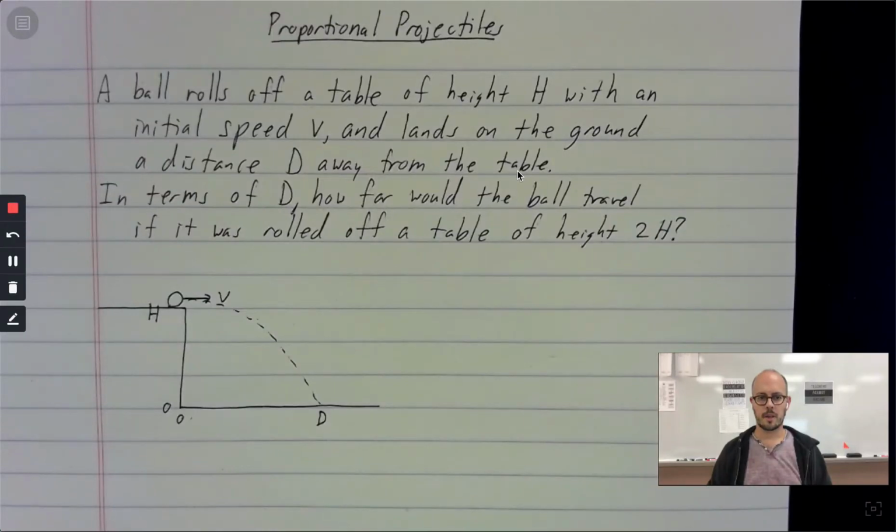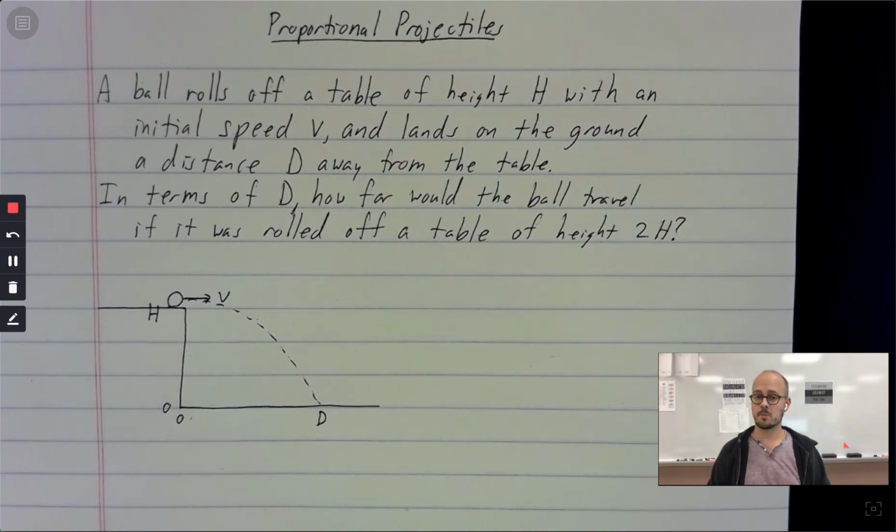All right, so I didn't know what to call this one, so I called it proportional projectiles. This is just another type of look at a projectiles problem working symbolically. You're essentially going to derive an equation. You're going to reason proportionally, and so we're going to go through a bunch of things with this one problem. So we're rolling a ball off a table.